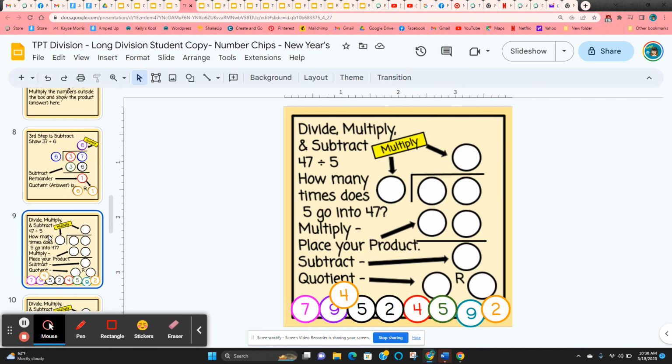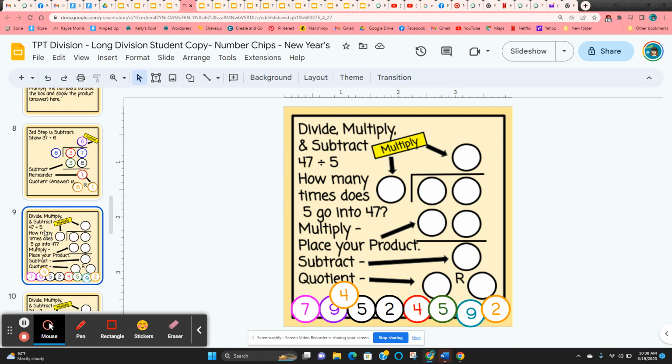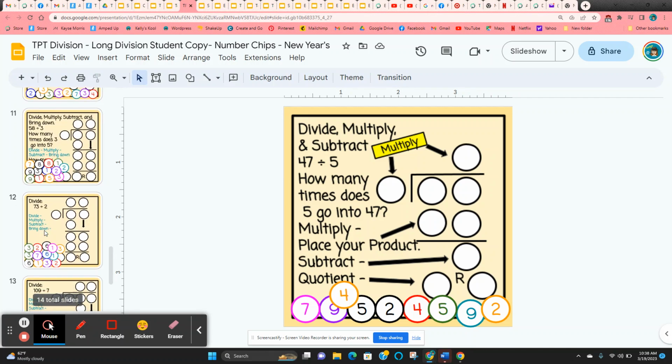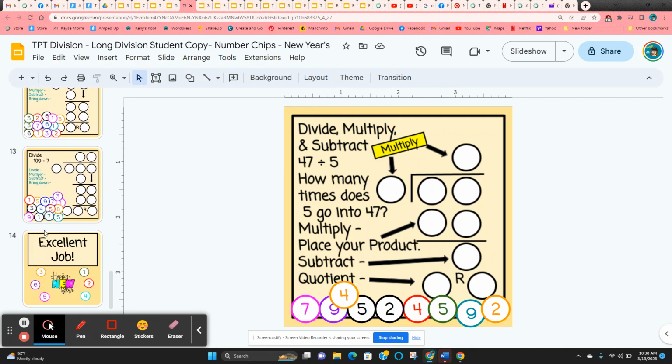Now they've got several other problems that they're going to solve in the same way. And again, every number is on every slide. So if they get to the end and there is a number that doesn't work, they need to go back and check their work again. So they have several problems here they're going to solve, all with number chips. So this is long division with number chips, and this is the New Year's version.